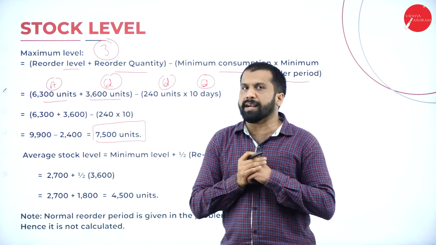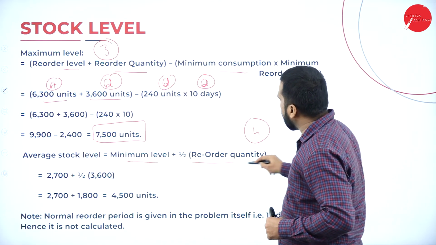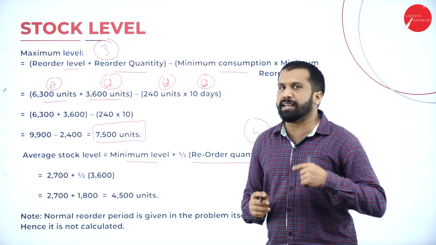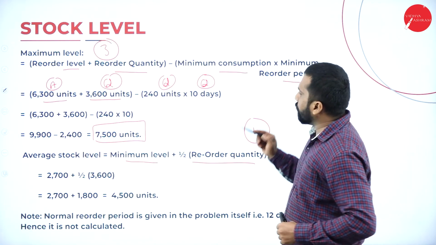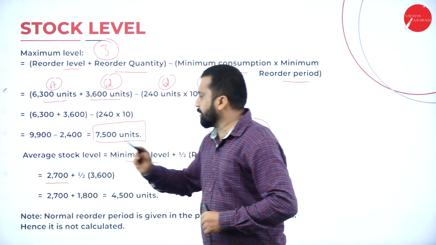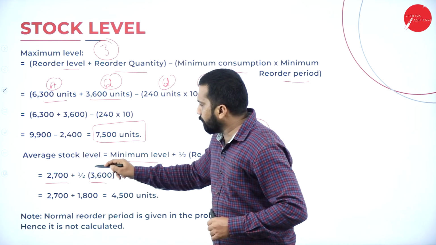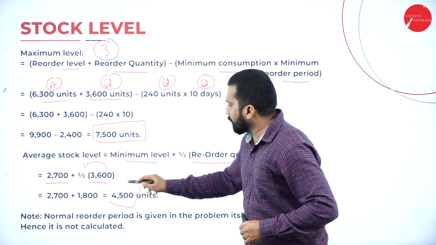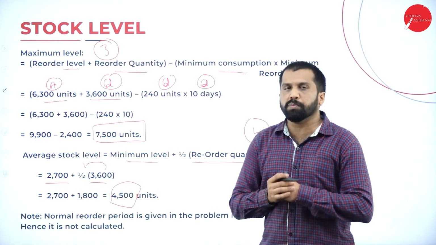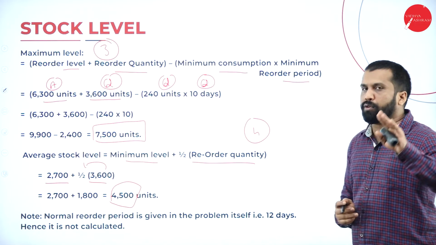Now, your fourth formula, average stock level. What is the formula for average stock level? I'll show you. Minimum level plus half of the reorder quantity. Again, I'll repeat. Minimum level plus half of the reorder quantity. What is the minimum level? 2700. What is the half of the reorder quantity? Half of this. If you simplify, you will get 4500. Hope you are clear. Yes. Now, this is all about your 4 formulas.